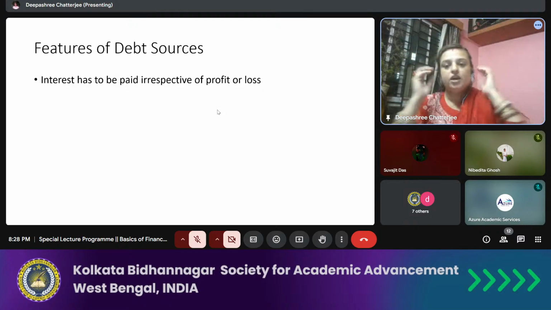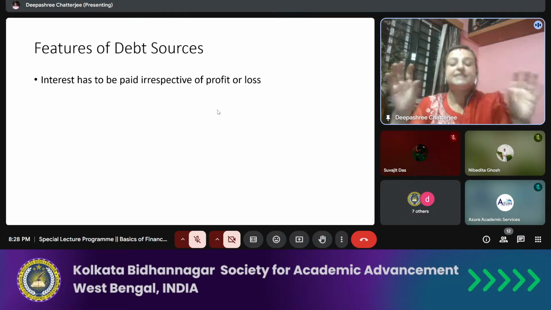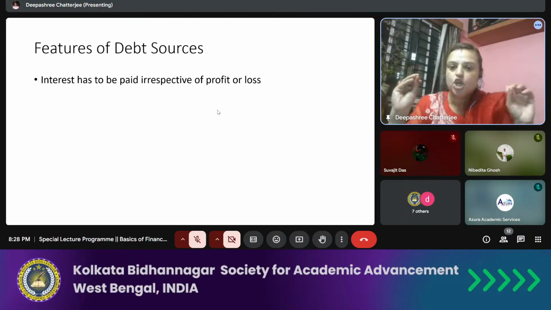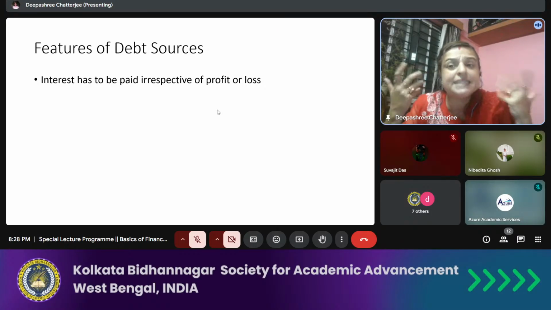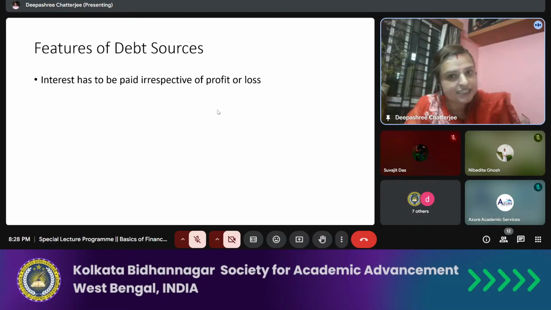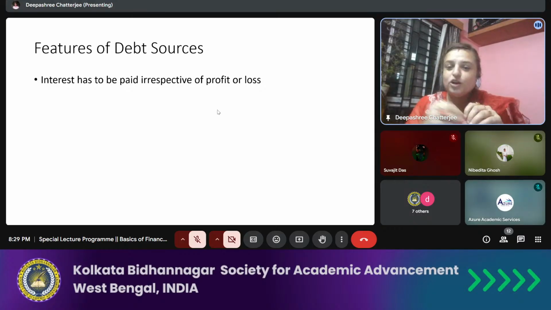Now tell me, we see this retained earnings in the form of reserves and surplus. So students, can any one of you tell me who this reserves and surplus belongs to? Preference shareholders, or equity shareholders, or both? Tell me, can any one of you tell me? Equity shareholders. Excellent. Why? Because the entire profit belongs to the equity shareholders, right?